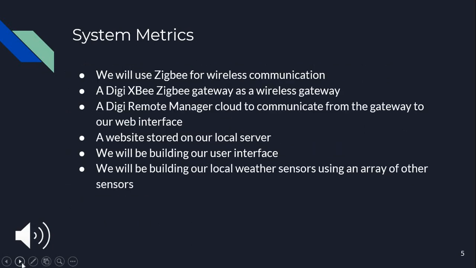Additionally, we will be using Zigbee for our wireless communication, a Digi-XB Zigbee gateway as our wireless gateway. We'll be using Digi Remote Manager as a cloud to communicate from our gateway to our web interface. And our web interface will be stored on our local server. We'll be not using a public server. We're going to be building our own user interface that will communicate directly with our main microcontroller.